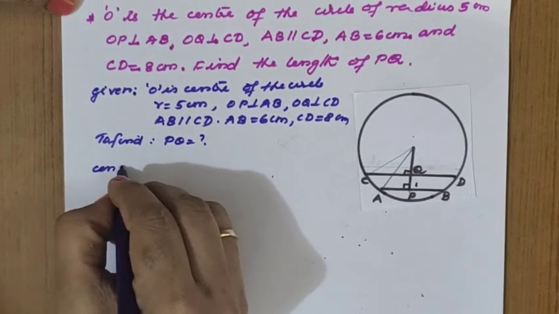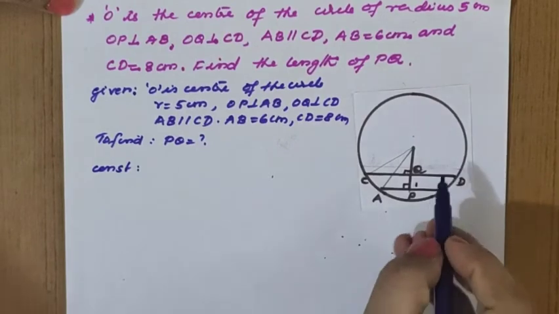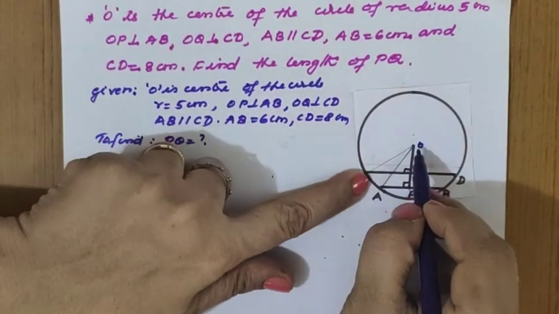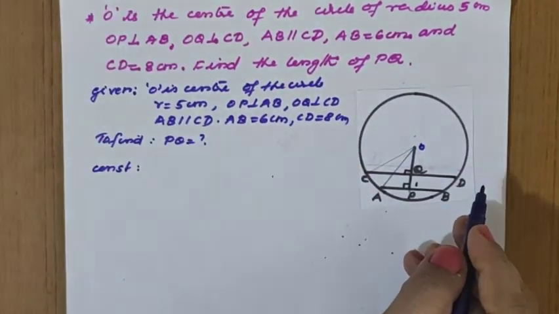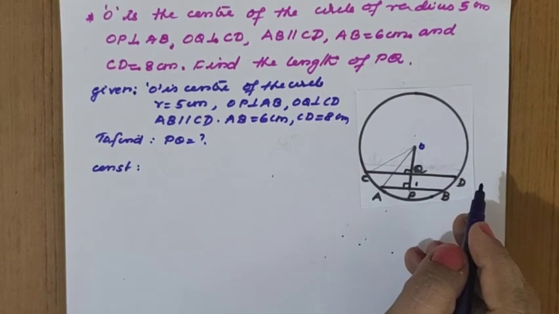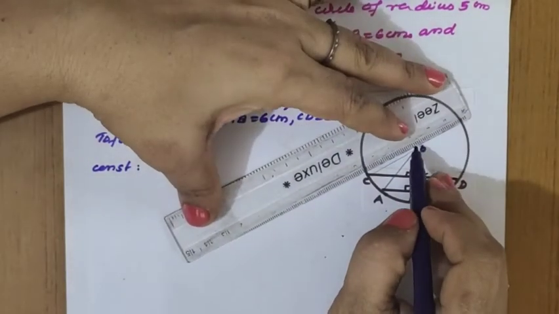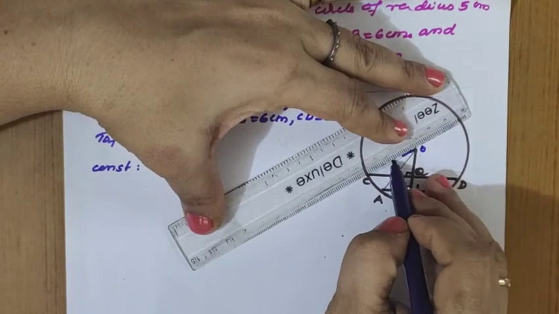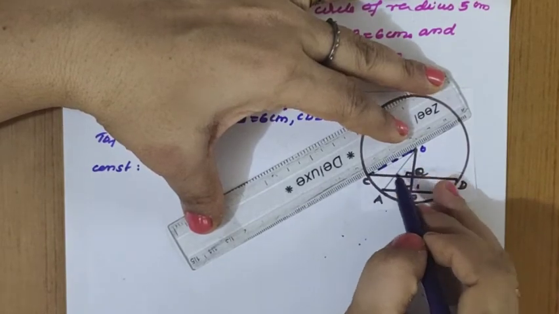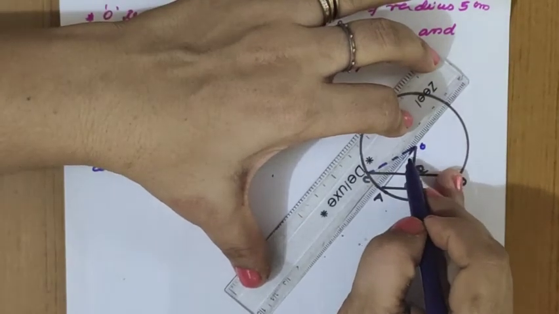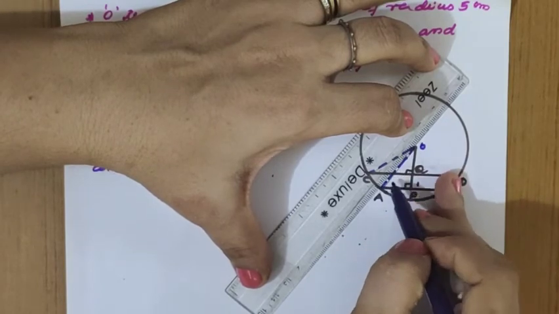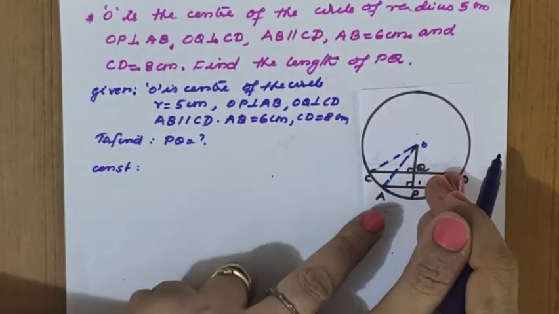Construction here. Join OC and OA. That is the radius of the circle to be joined here. That is the construction part. So I am joining first OC and the next is OA. Okay. Now we have joined the radius here.